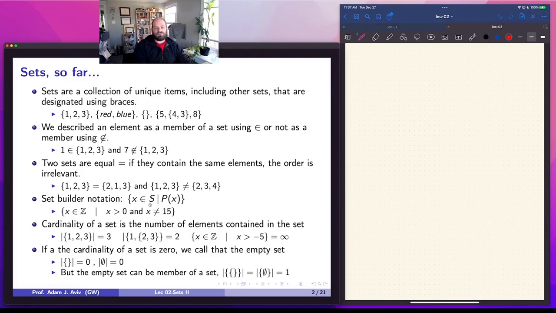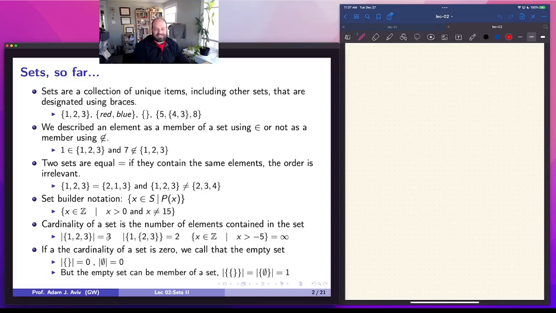And then we have set builder notation, which allows us to say things like all the elements for which some proposition is true. So for example, here is a set of all the integers greater than 0 that aren't 15, which is a kind of interesting set. I don't know why I came up with that one.